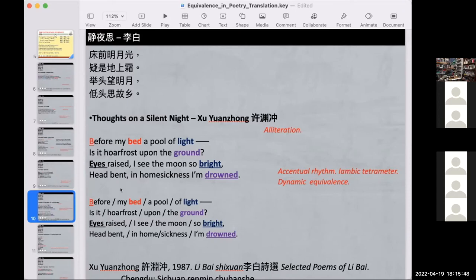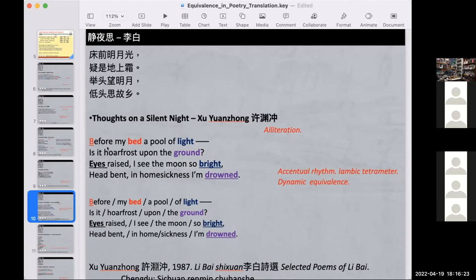Same as the third line: "Eyes raised, head bent. In homesickness, I'm drowned." This is also because you don't say "sickness" with stress on the "ness." But he ends the line with a full iambic: "I'm drowned." This is iambic. And with the end rhyme, he managed to achieve this rhythmical effect.